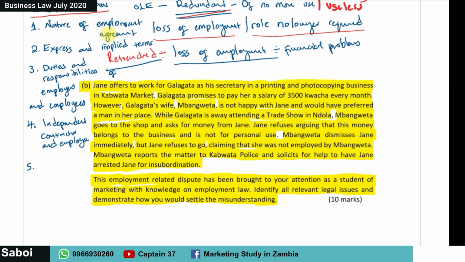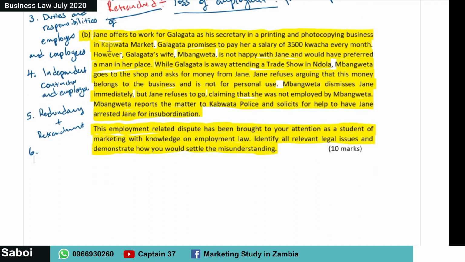Number 5, you need to cover a topic on redundancy and retrenchment. And number 6, you need to cover termination of employment. Once you've covered these 6, you should be comfortable with attempting any question that will come on the exam that relates to employment law.